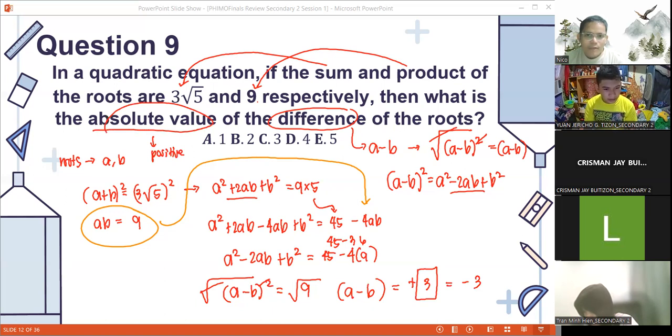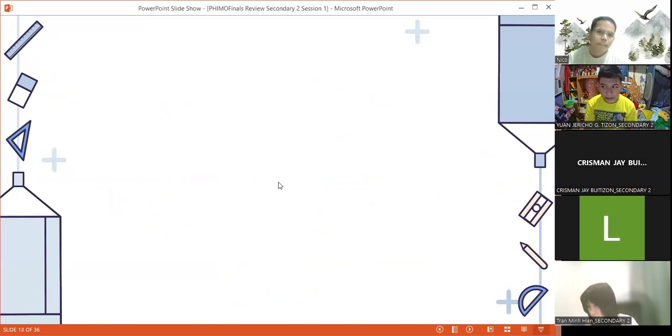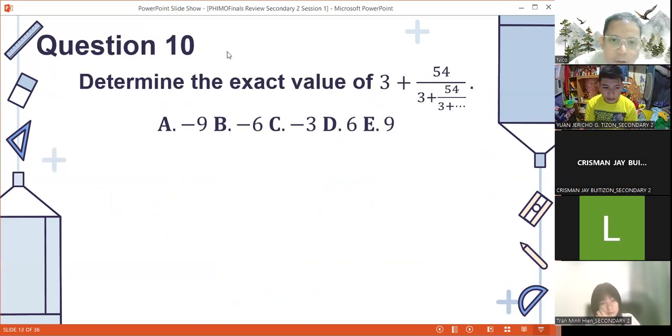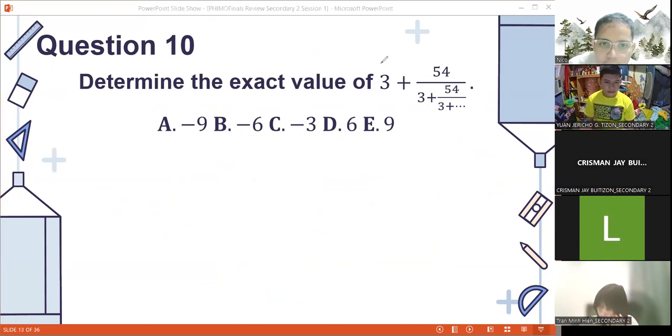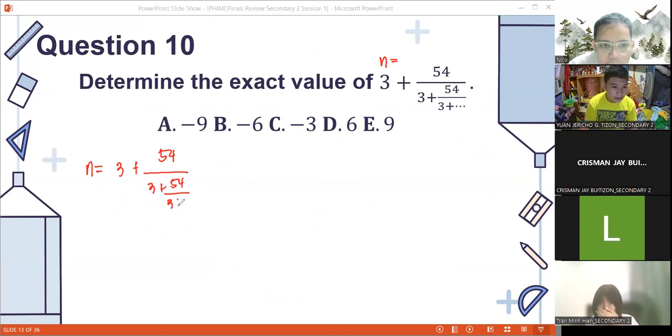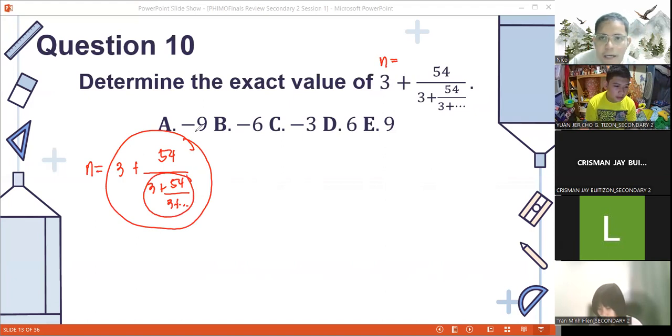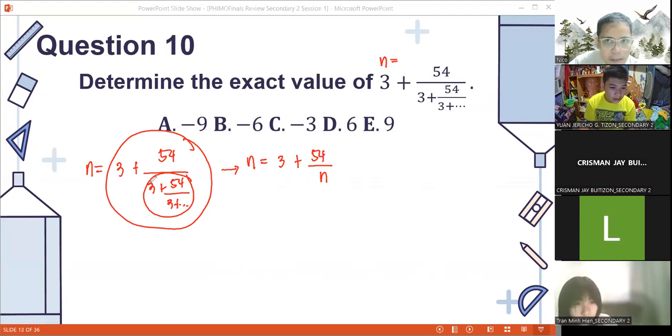No questions? Okay, let's proceed to the next question. Number 10. What is the value of this? Say for example that it is equal to n. So n is equal to 3 plus 54, 3 plus 54, 3 plus unlimited of it, right? Take note that the whole thing here is the same as this. So this becomes n is equal to 3 plus 54 over n, because the whole thing here is equal to n, and the denominator is equal to n.